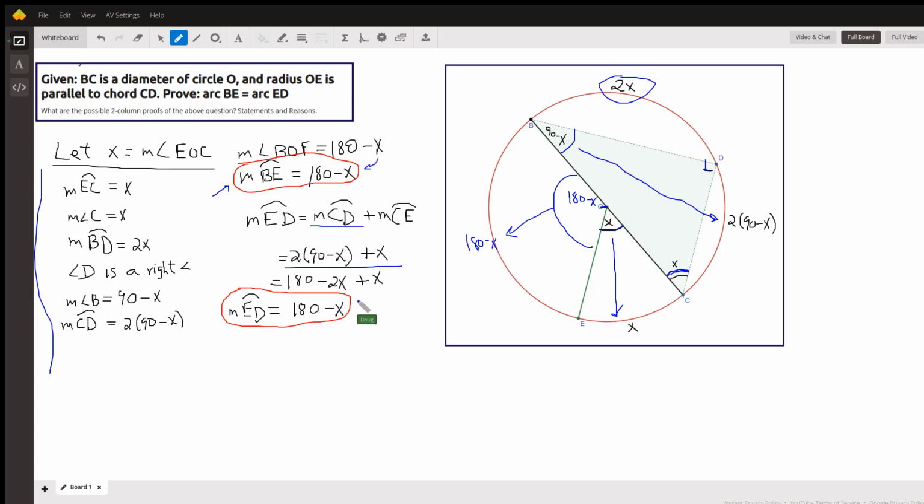Now, there are other cases that could be made. For example, this radius could go this way, and the proof would look a little bit different. But this should give you the idea. And there are other ways to do the proof without drawing this right triangle, but that's one way.